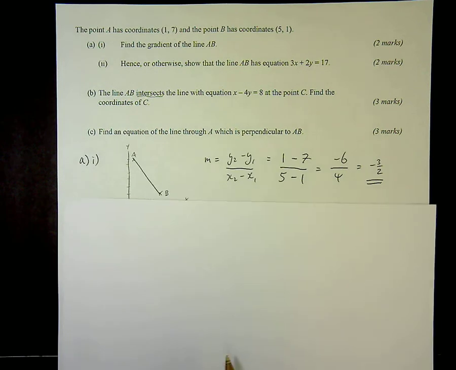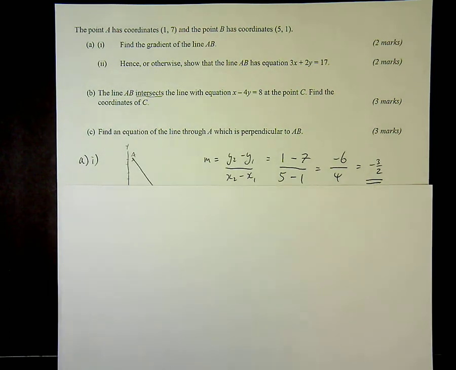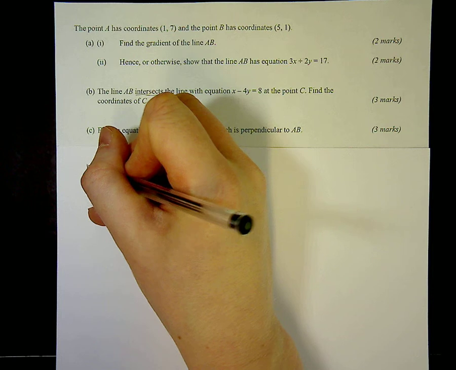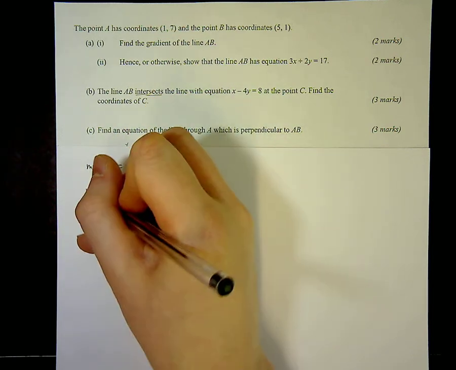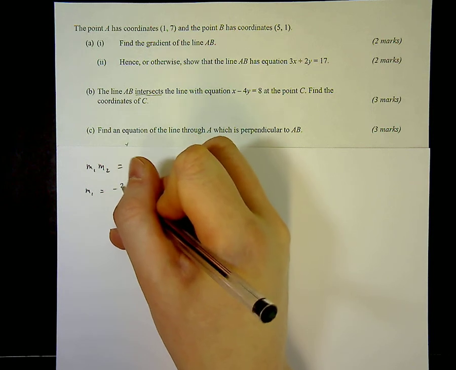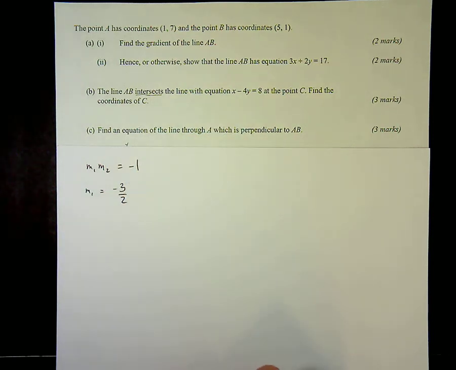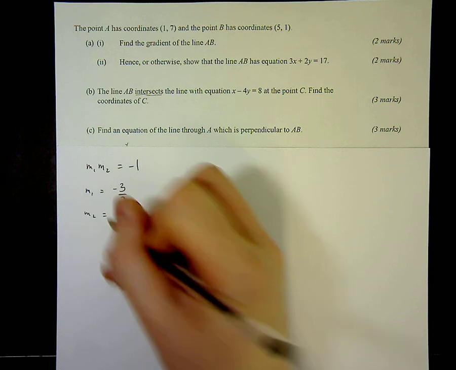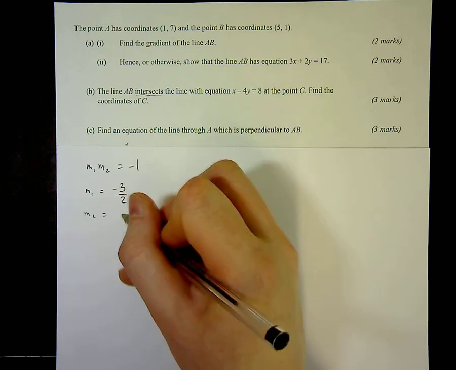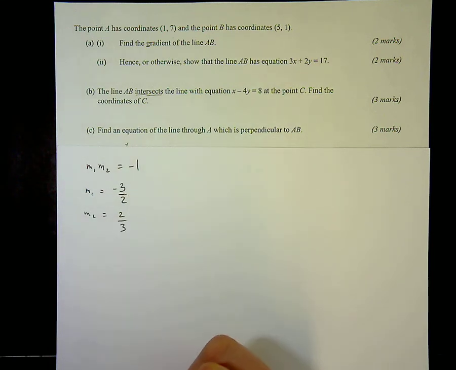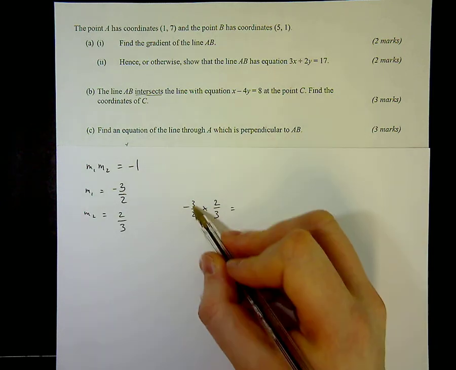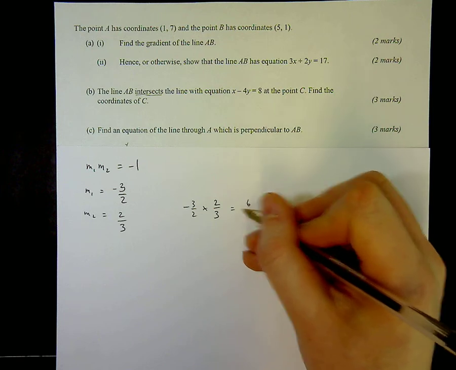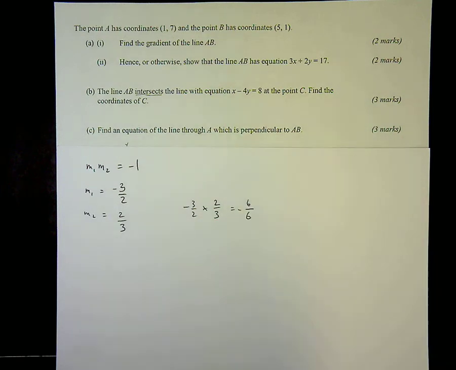If you've got two perpendicular gradients, M1 and M2, and you multiply them, you get negative 1. I found earlier that the first gradient was negative 3 over 2, so I have to select a value for the second gradient that will multiply with that to get negative 1. Well, hopefully it's going to be 2/3, because negative 3 over 2 times 2/3: negative 3 times 2 is negative 6, 2 times 3 is 6, so it will be negative 6 over 6, which is negative 1, as desired. So my second gradient for the perpendicular line is going to be 2/3.